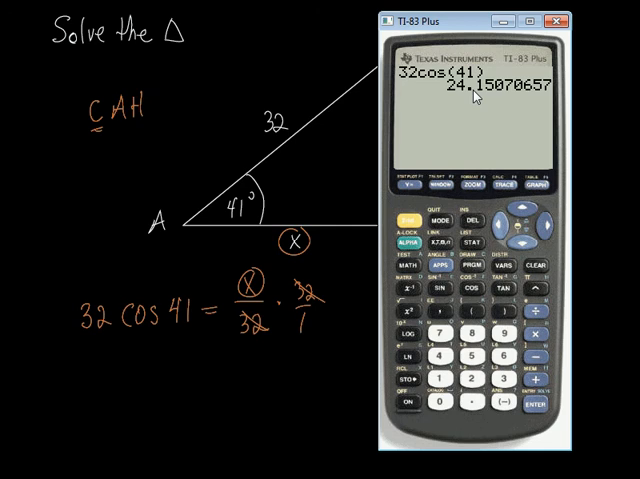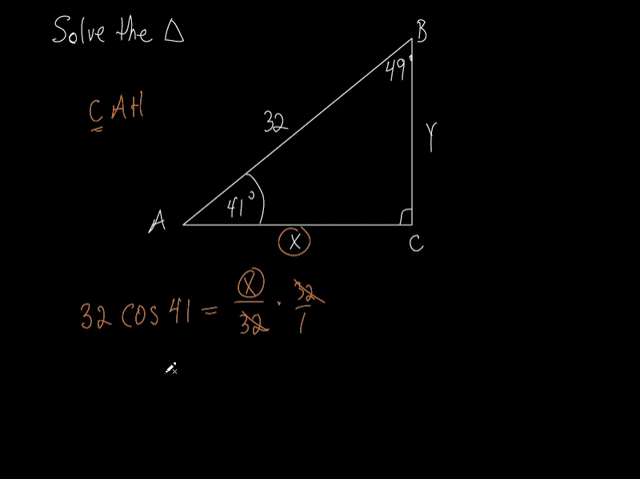Now, this says to round it to two places, doesn't it? So 24.15, do I round that up or keep it the same? Keep it the same. Keep it 15, right. Okay, so it's 24.15. So x is 24.15. That's all you do to solve for x.